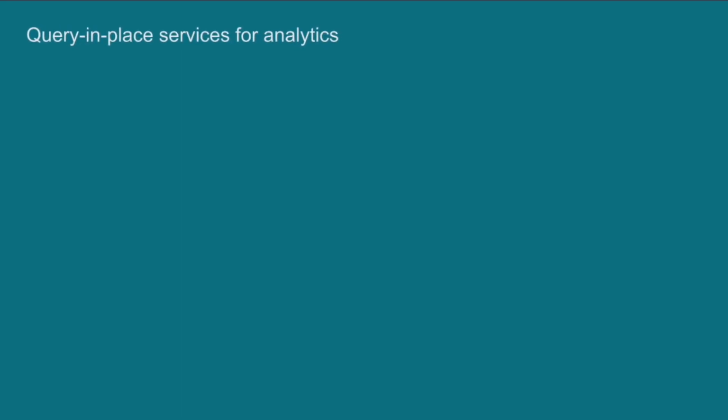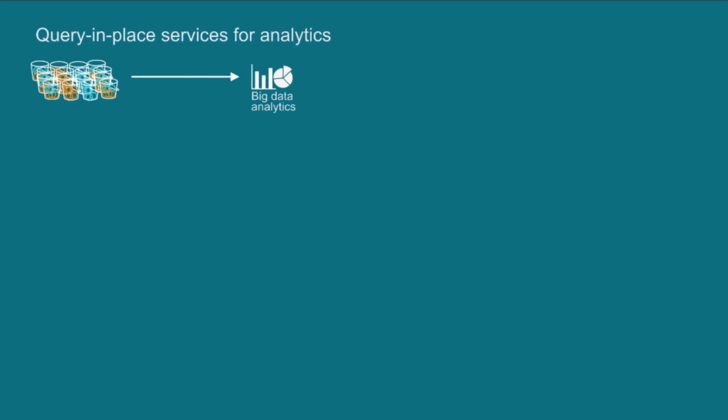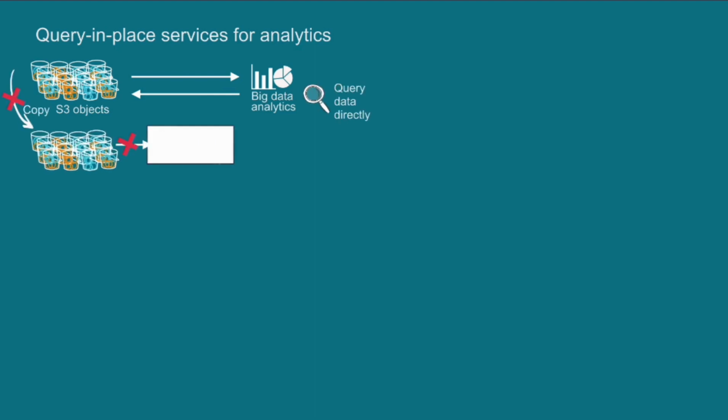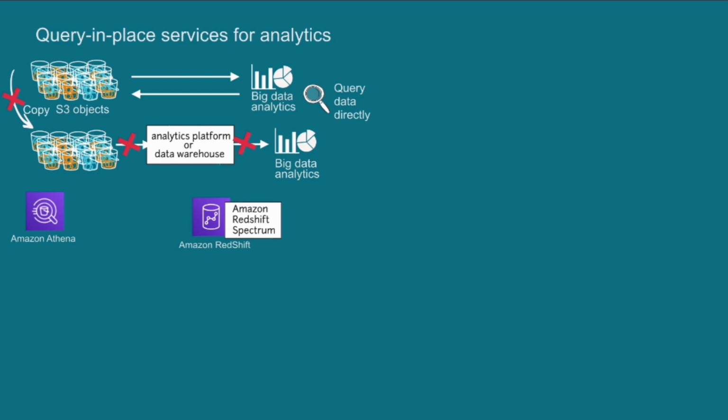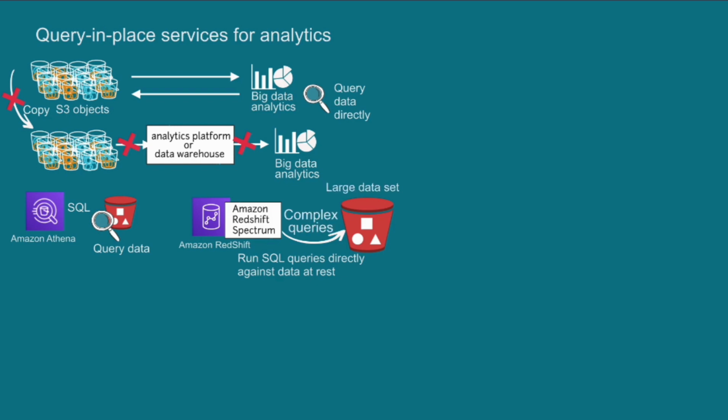With Query in Place services, you can run big data analytics directly across your S3 objects and other data sets in AWS. This means you can run big data analytics directly on your data stored in Amazon S3, which allows you to query data without needing to copy and load it into a separate analytics platform or data warehouse. Amazon S3 is also compatible with AWS analytics services, Amazon Athena and Amazon Redshift Spectrum. You can use Amazon Athena to query S3 data with standard SQL expressions. Amazon Redshift Spectrum also runs SQL queries directly against data at rest in Amazon S3, and is more appropriate for complex queries and large data sets up to exabytes.